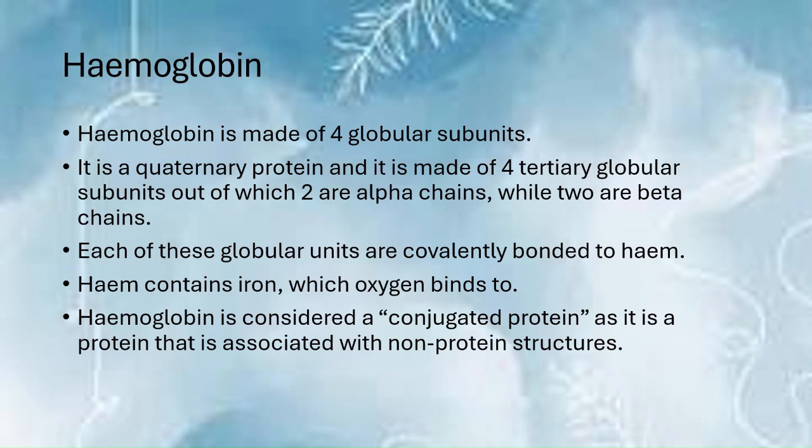Each of these globular units is covalently bonded to heme. Heme contains iron, which is what oxygen binds to, and hemoglobin is considered a conjugated protein as it is a protein that is associated with non-protein structures.